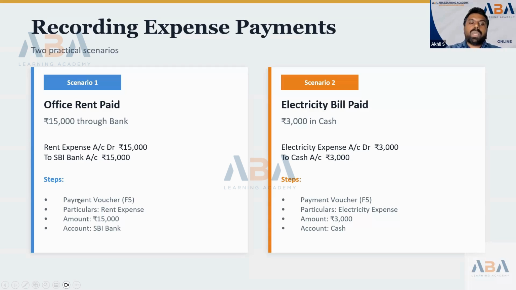First, we have to go to payment voucher. In order to reach payment voucher, what is the process? From gateway of Tally, go to vouchers. Press V for vouchers and then press F5 for payment. There in the particulars column, we have to select the rent expense, and in the amount column, we have to mention 15,000. Then we can credit the bank account. So let us see how it is done here. Scenario one, office rent paid. Let me switch to Tally.